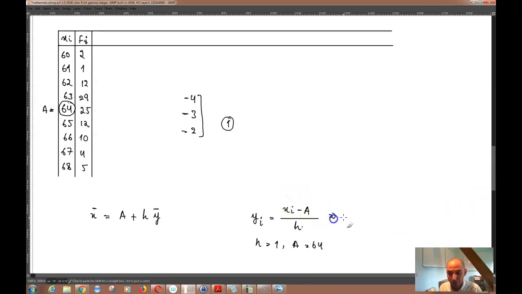So then y of i would be equal to x of i minus a divided by h. So I calculate y of i for each x of i here, which would be, for example, 60 minus 64 divided by 1, which is negative 4. 61 minus 64 would be negative 3, then negative 2, negative 1, and 0, 1, 2, 3, and 4.